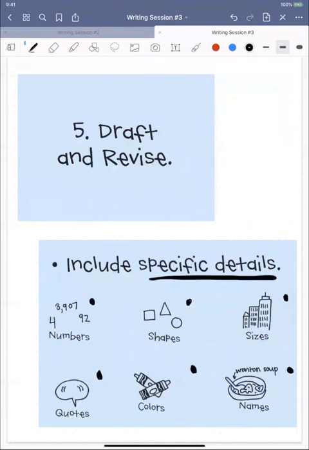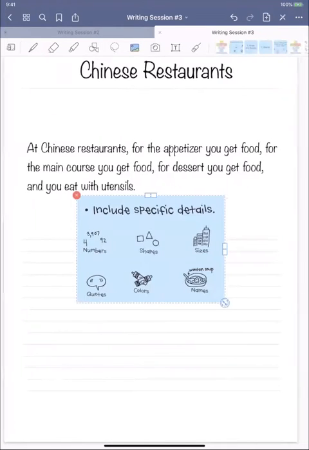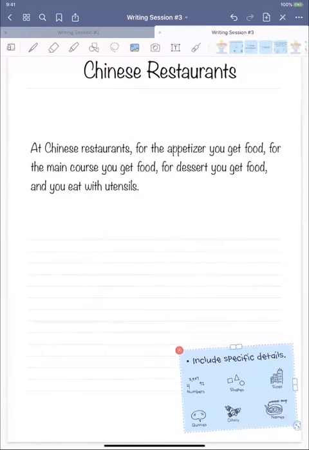Okay, so let's try it. Let's say I'm writing a book about Chinese restaurants, and I'm going to add our little chart here so we can look at it down the bottom there. So we're writing a book about Chinese restaurants. I could say, at Chinese restaurants, for the appetizer, you get food. For the main course, you get food. For dessert, you get food. And you eat with utensils. Is that a good start to my book? What do you think? Do you think I should write with more detail and specifics, like my chart says? Of course you do.